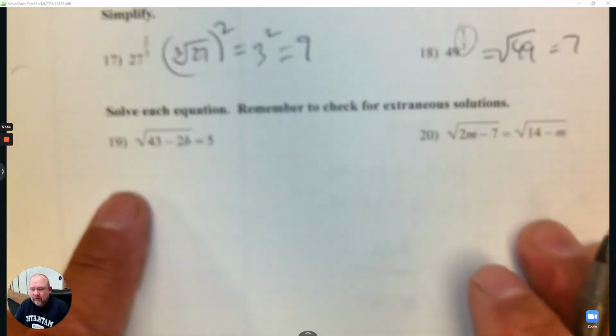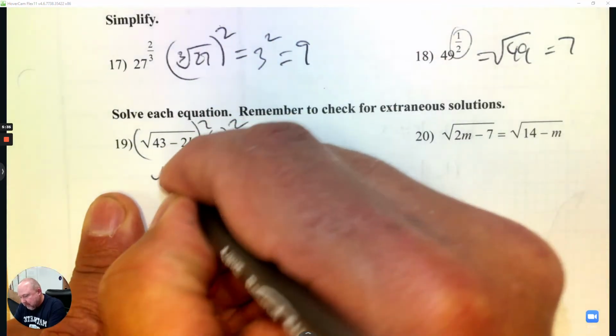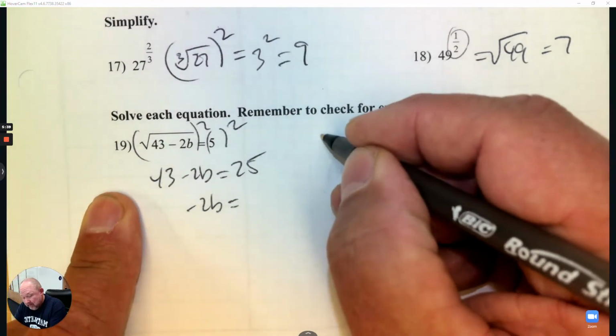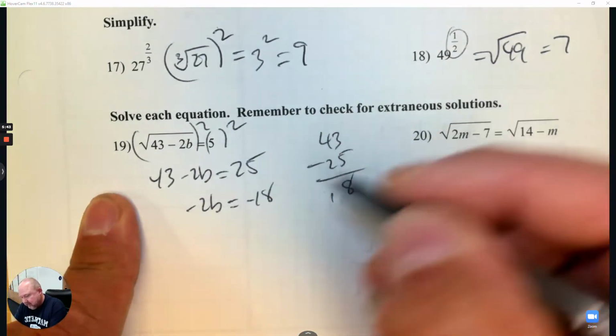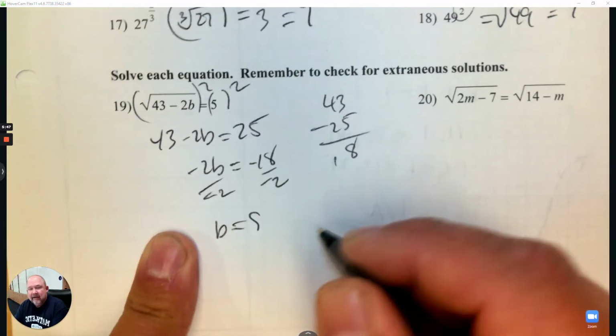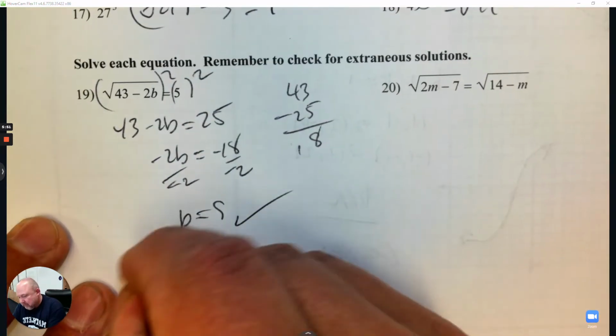We have to make sure there's no extraneous solutions at the end. So we're going to square this to begin with. That's 43 take away 2b equals 25. Subtract 43. 43 take away 25, that's 18, negative 18. Divide by negative 2. And then b is 9. I have to be careful. If I plug in 9, does it work? It does. But you have to double check.